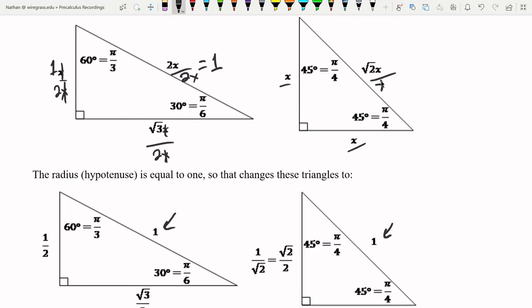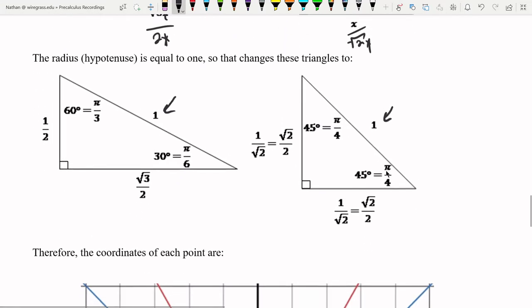Over here, we want 1 for this. So we're going to divide each one by root 2x. The x's cancel. And we get 1 over root 2, as you can see here. And rationalizing that, we get root 2 over 2. And these are the sides we really get on the triangle. We get 1/2, 1, and root 3 over 2 for 30, 60, 90. And then root 2 over 2, root 2 over 2, and 1 for 45, 45, 90.